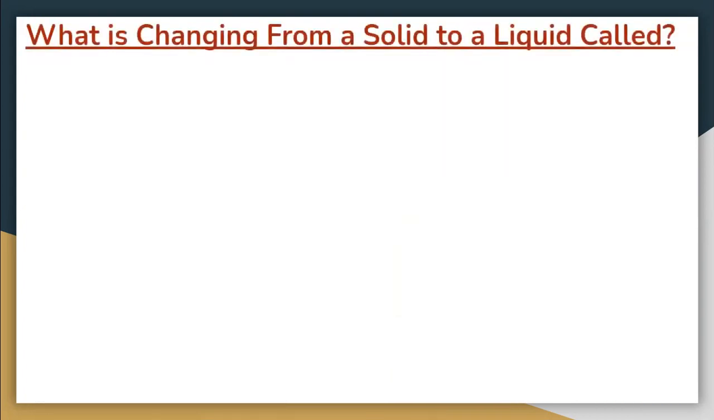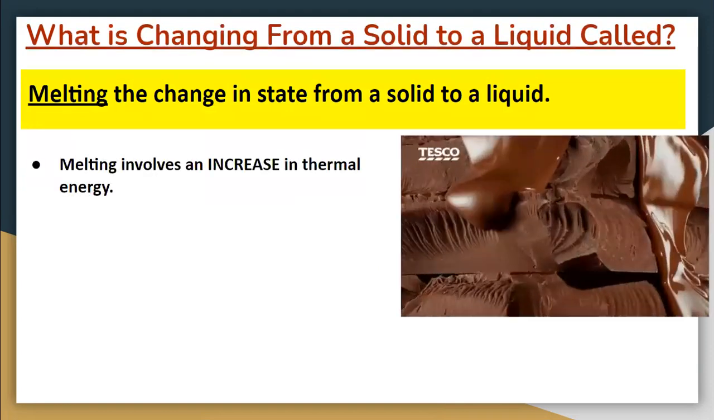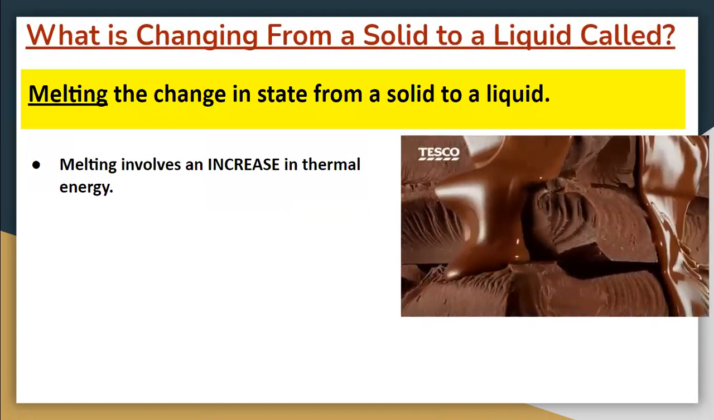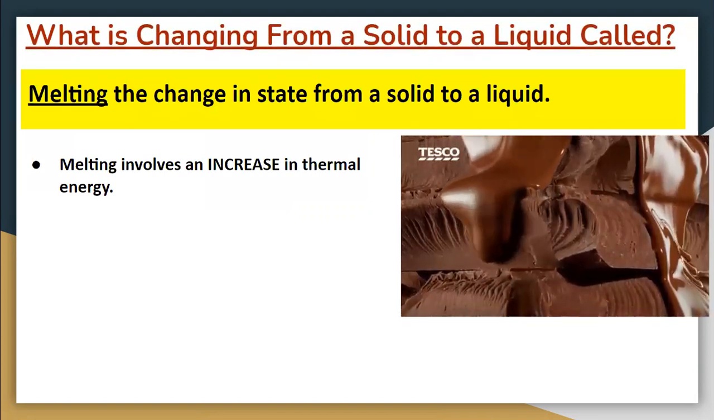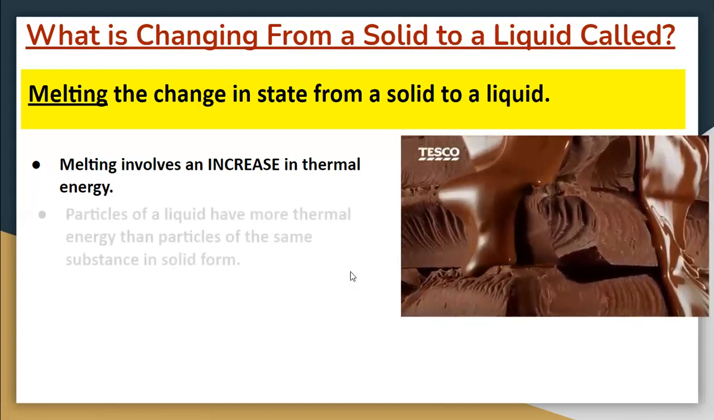What is changing from a solid to a liquid called? Well, melting. I bet you knew that. Melting is the change in state from a solid to a liquid. Ever watch The Wizard of Oz and they pour that hot boiling water on the witch and she says, I'm melting, I'm melting. Melting is changing from a solid to a liquid. So melting involves an increase in thermal energy. You have to increase the thermal energy for the melting to start.